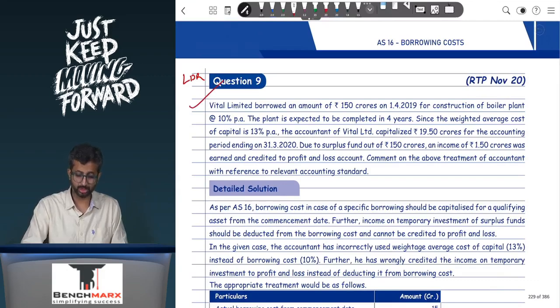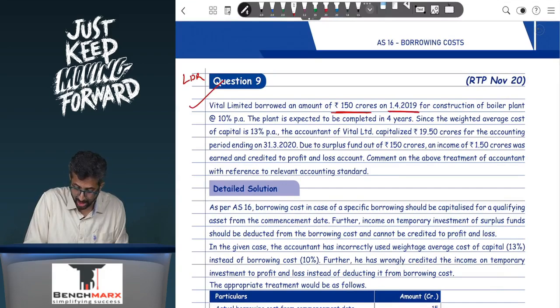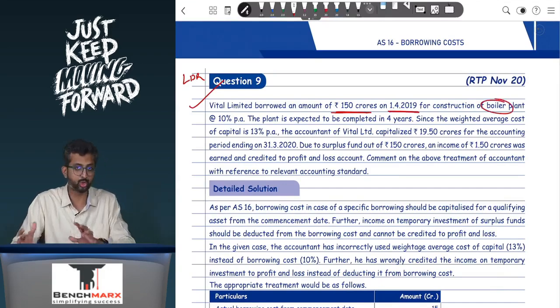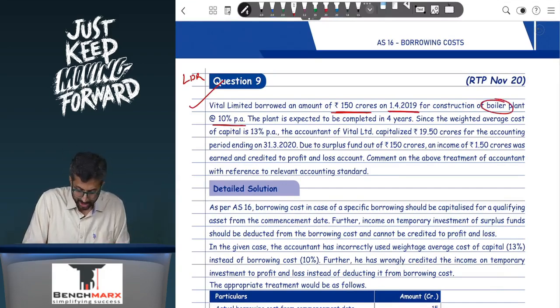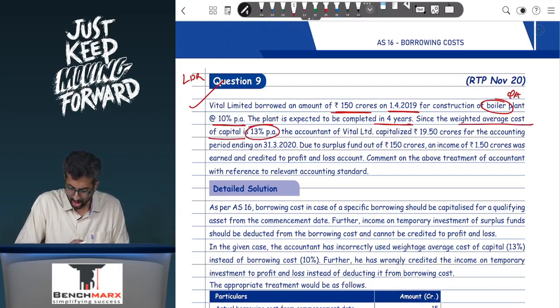Next you go to question number 9. Now Vital Limited borrowed an amount of 150 crores on 1st April 19 for construction of a boiler plant. This is to construct something at 10% per annum. The plant is expected to be completed in 4 years. So definitely this is a qualifying asset, takes 4 years. Since the WACC, weighted average cost of capital, is 13%, accountant of Vital capitalized 19.5.